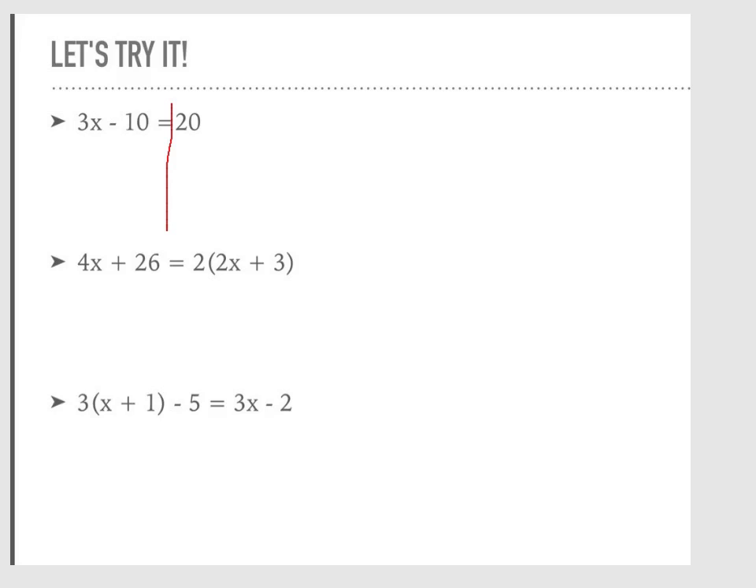I need to get rid of that minus 10. The opposite of minus 10 is plus 10. Whatever I do to one side, I have to do to the other. My 10s will cancel, and I'm left with 3x equals 30.